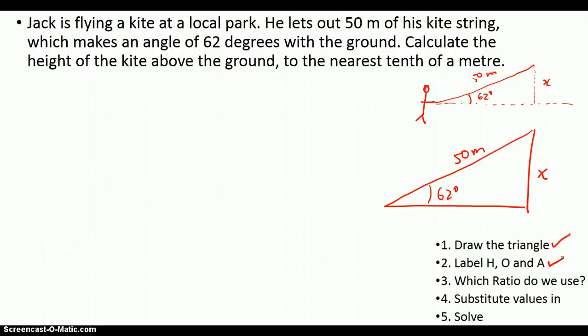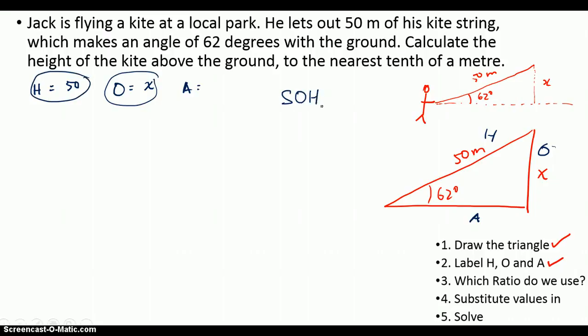So draw the triangle, complete. Label H, O, and A. This is going to be O. I'll use another pen, sorry. This is going to be O, this is going to be H, and this will be A. So like the previous question, let's just go H equals, O equals, A equals. Now, what's the value for H? 50. What's the value for O? X. What's the value for A? We don't have one. So what two pieces of the puzzle do we have? We've got the O and we've got the H. Now, O and H, if you remember, that's SOH.